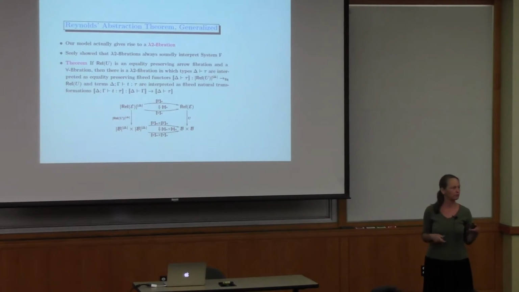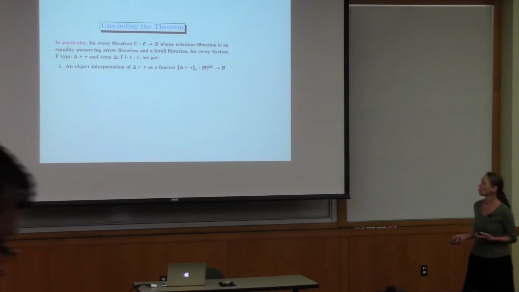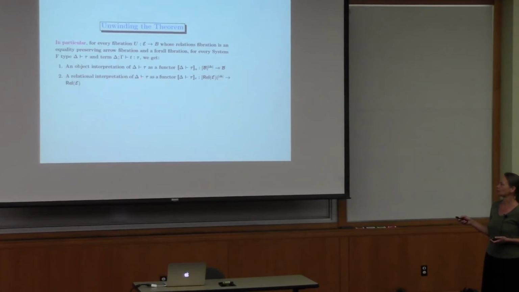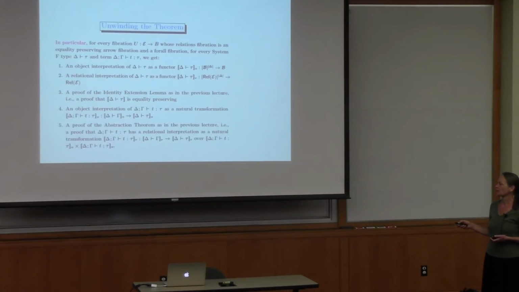And that was something that Reynolds didn't have. I mean, he had it, but he didn't say it that way, right? Okay, so that's all this slide says. So what do we have? Object interpretation of types, relational interpretation of types, identity extension lemma in the form of equality preservingness, object interpretation of terms, abstraction theorem, which is really the same thing as saying we have a relational interpretation of terms as well.